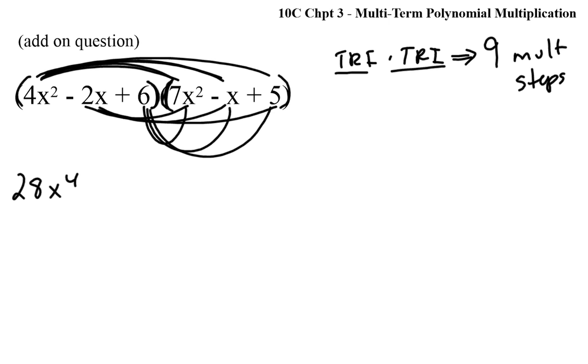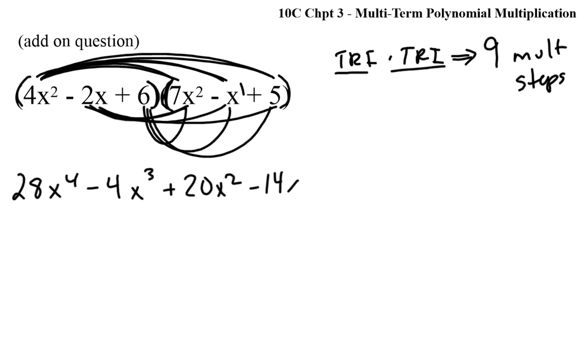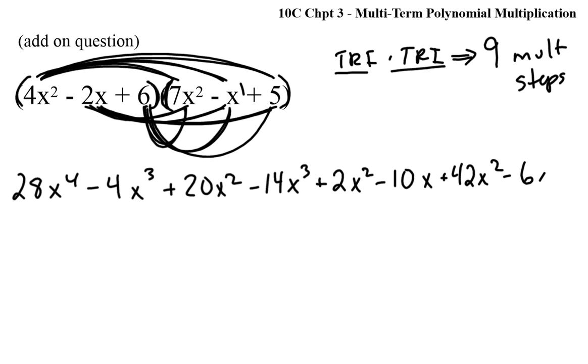28x to the 4. Negative 4x cubed because it's an x1. 20x squared. Negative 2x times 7x squared, negative 14x cubed. Negative 2x and a negative x is a positive 2x squared. Negative 2x and 5 is negative 10x. 6 times 7 is a 42x squared. 6 times negative x is a negative 6x. And 6 times 5 is a 30. 9 multiplication steps.